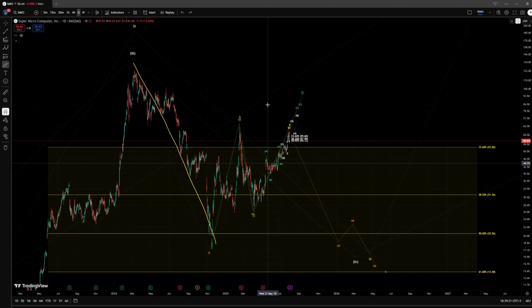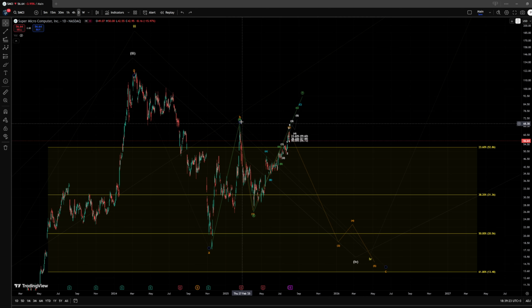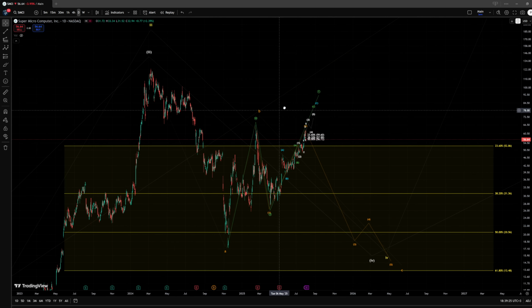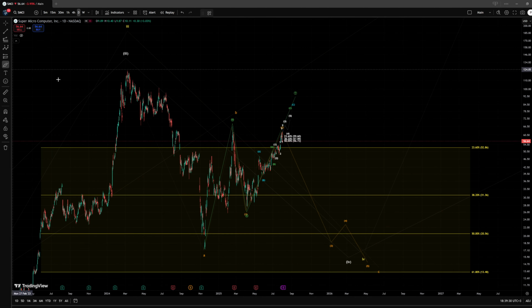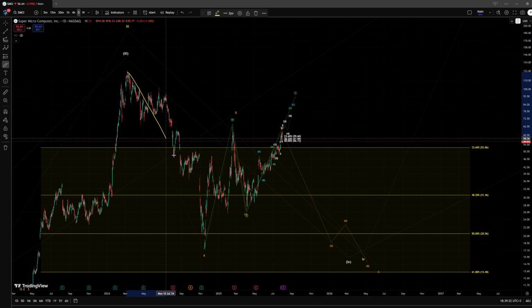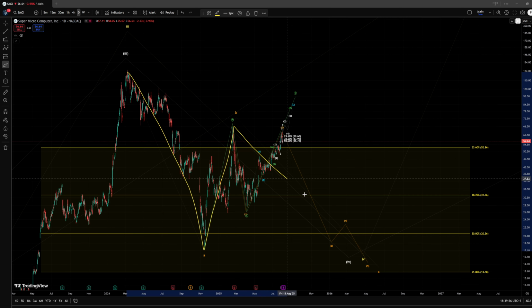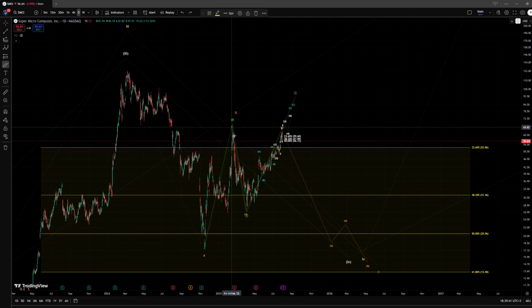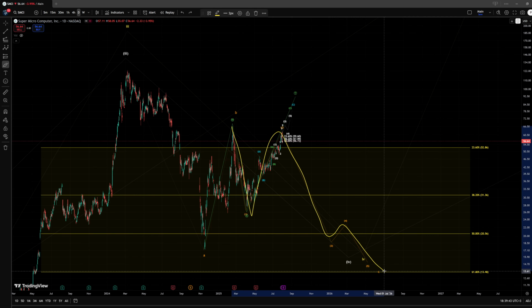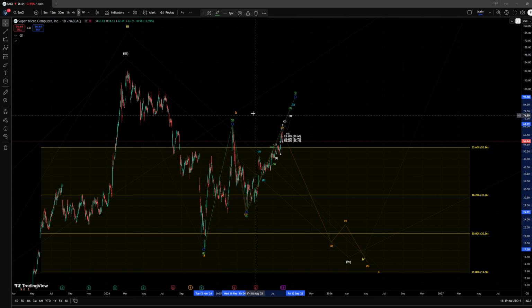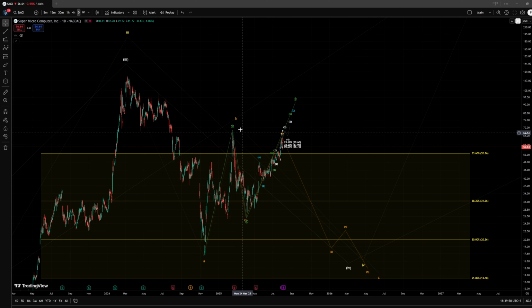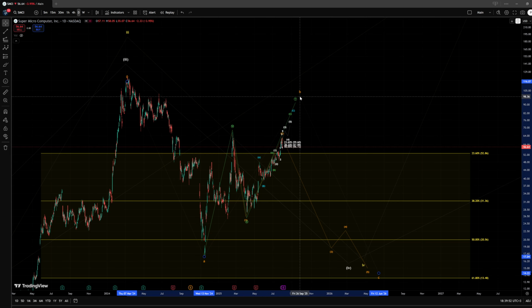Now it is still possible, and at the moment we are tracking the green and the orange scenario. In the orange scenario we can still assume that we had the A wave down and the B wave topped here, and now we could still be heading lower directly in the C wave from this B wave top, and we could have a 1, 2, 3, 4, 5 to complete it.